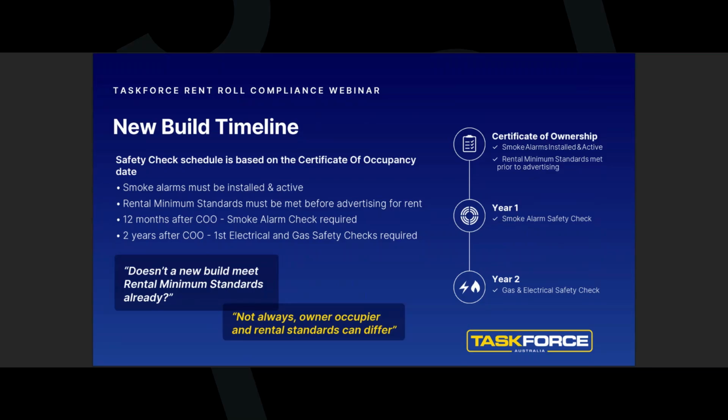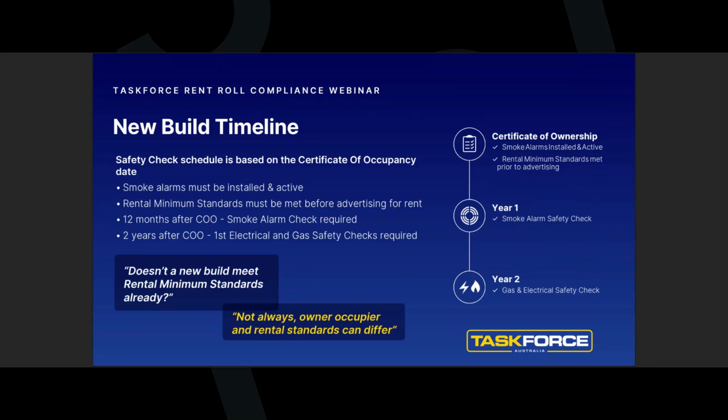rent roll. So a lot of companies have really good processes in place now to manage ongoing safety checks, but they haven't got a good process to manage the new builds. So what I mean by new builds is a property that's just been built and put on the market rather than a property that you've taken over management for. So these new builds obviously come with a certificate of occupancy.